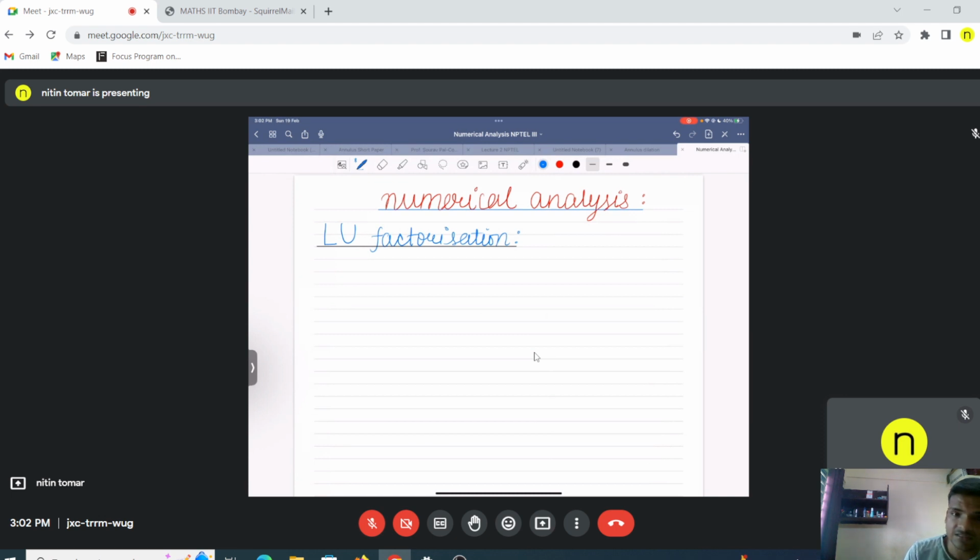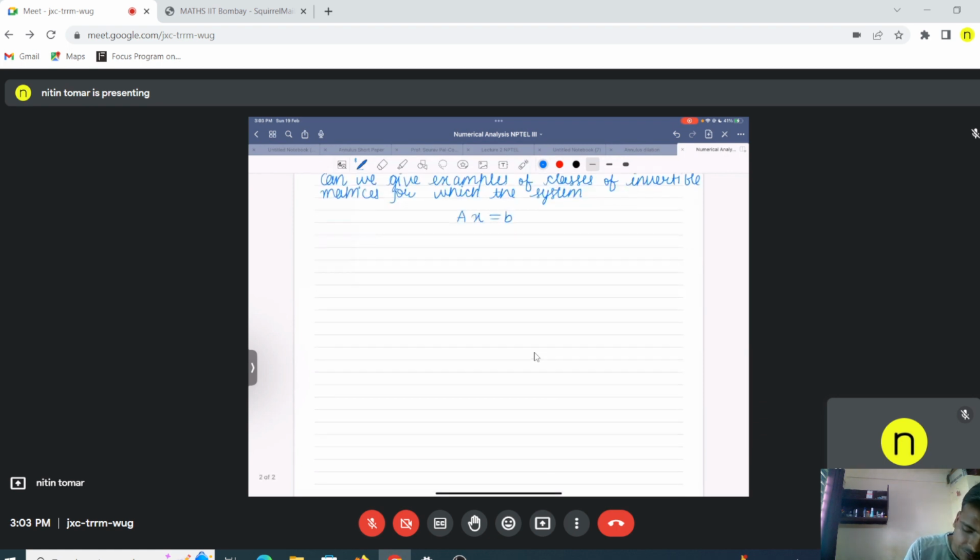See, in the last section we discussed some examples, and the question was, can we give examples of classes of invertible matrices for which the system Ax equal to b. Remember, the Ax equal to b was this system.